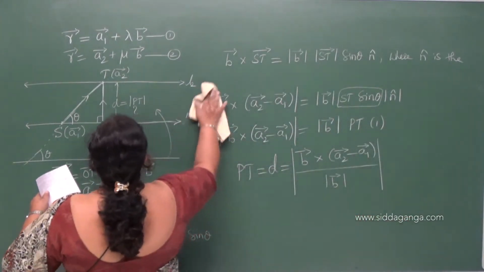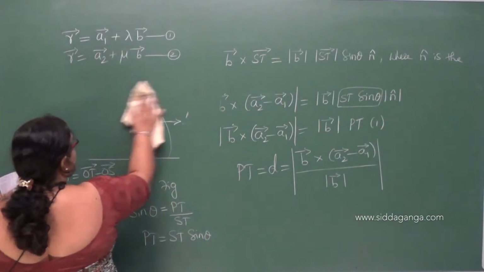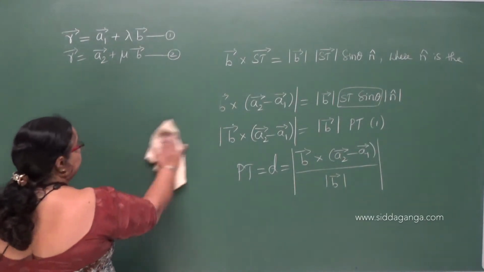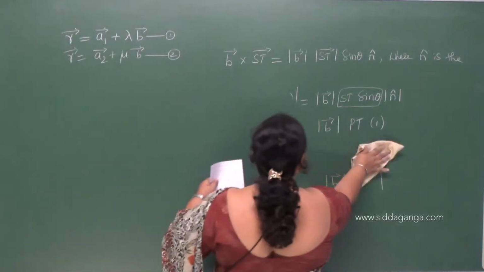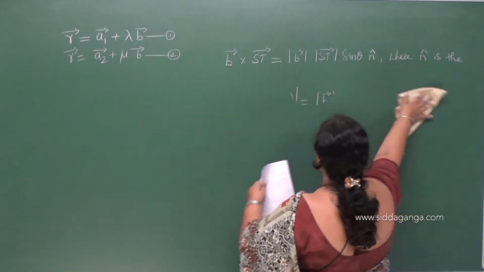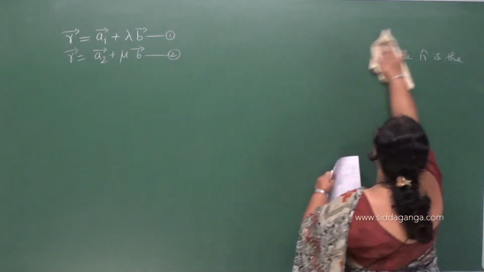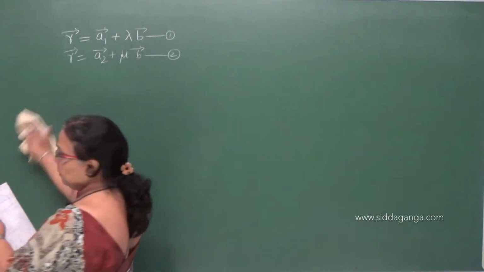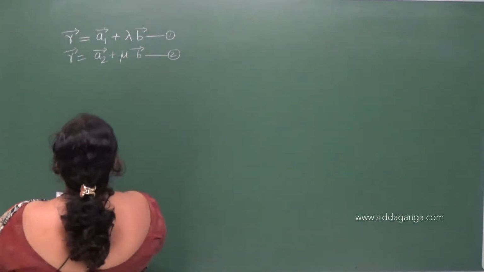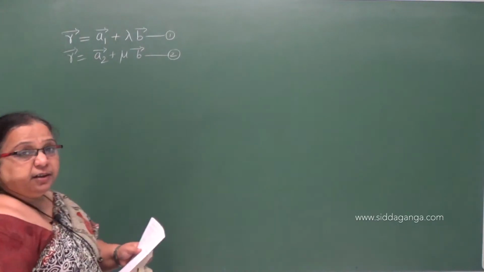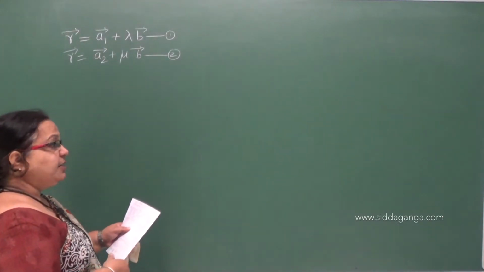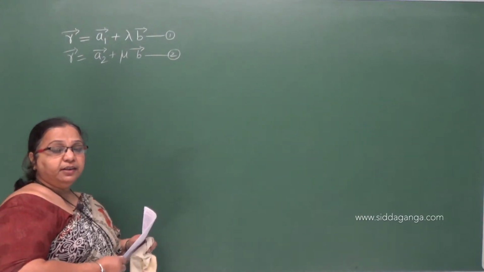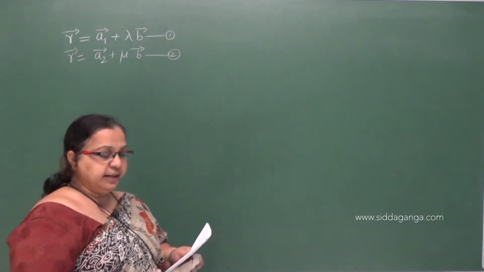Now let us revise once again how to find the distance between the two skew lines. Let us revise once again what we did yesterday, and then do the problems. It may seem a little tough to you, so let us revise.